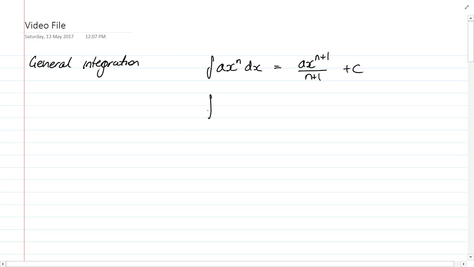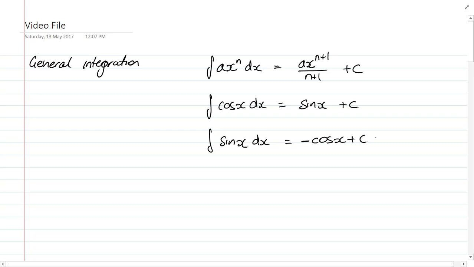The second one is that the integral of cos x dx is equal to sin x plus c. And matching this is the integral of sin x dx is equal to negative cos x plus c. So sine goes to cos when you differentiate, which means that cos goes to sine when you integrate. And cos goes to negative sine when you differentiate, so that means that sine goes to negative cos when you integrate. And you get that matching.